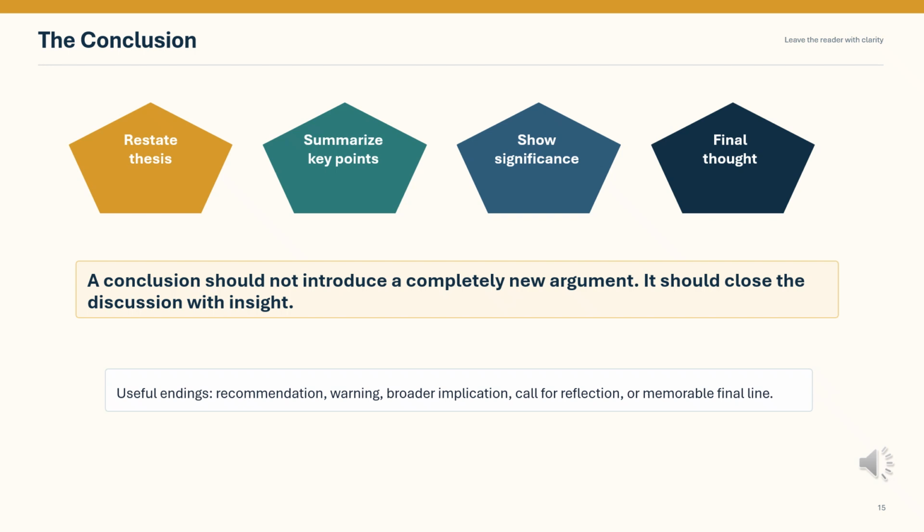Okay, so there are ways of ending an essay. You can call for a reflection, you can write a memorable final line, you can end it with a warning. Sometimes it can also use recommendations.